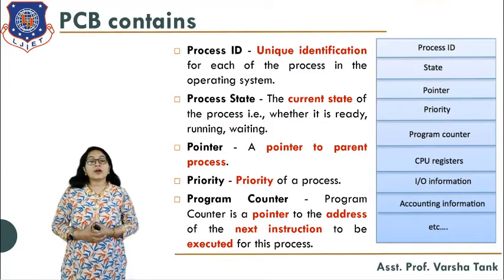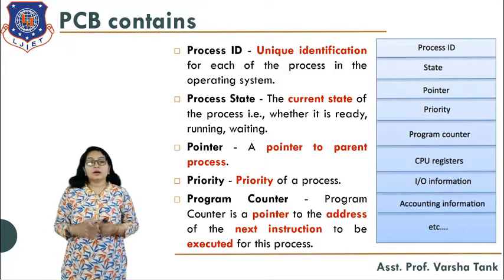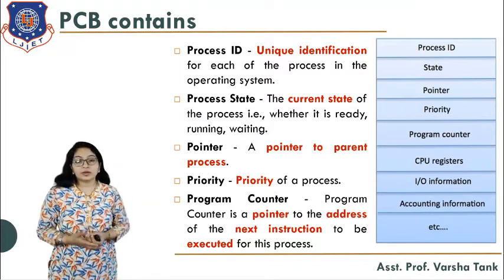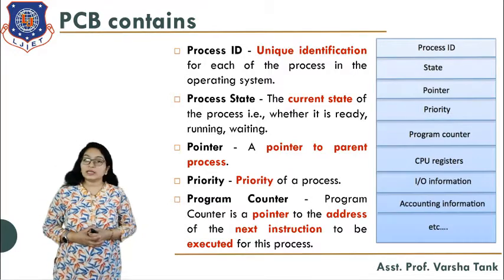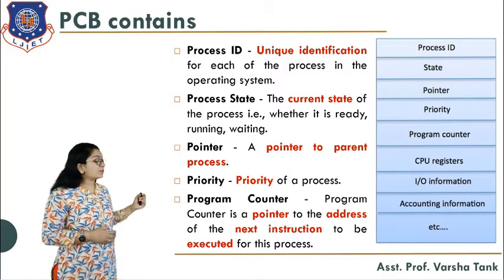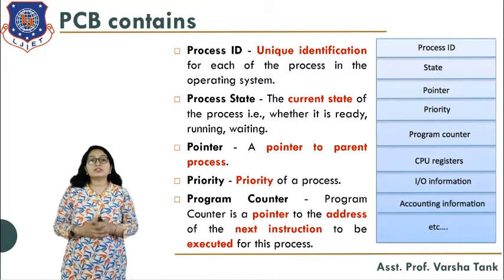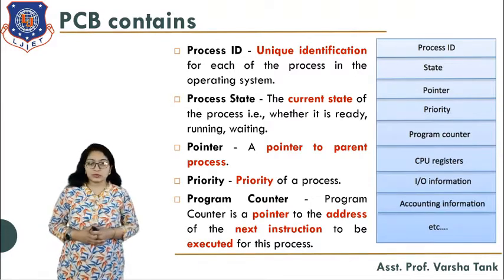Then next is the priority of the process. That will be stored in the priority field, whether it is a high priority process or a low priority process. Then next is the program counter. The program counter is a pointer to the address of the next instruction to be executed for this process.